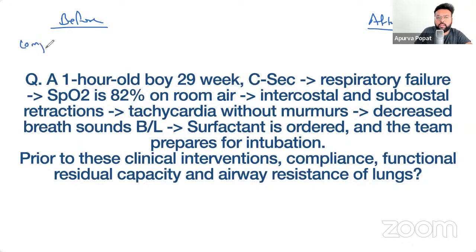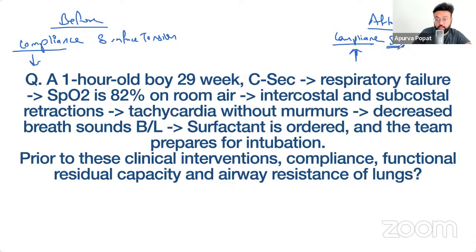Before giving surfactant, what is the compliance of the lung? Decreased. If the baby's compliance is less, after giving surfactant, compliance becomes increased. Why? Because there is less surface tension. What happens to surface tension? You get more surface tension before, and you get less surface tension after you give surfactant. The function of surfactant is to decrease the surface tension. Surface tension is initially high when you don't give surfactant, but becomes low when you give surfactant.